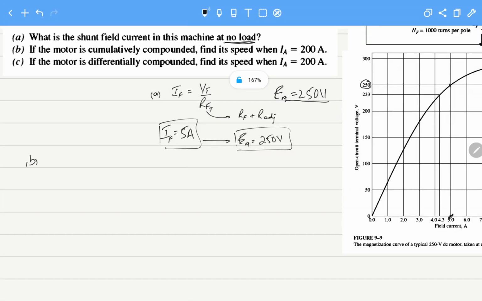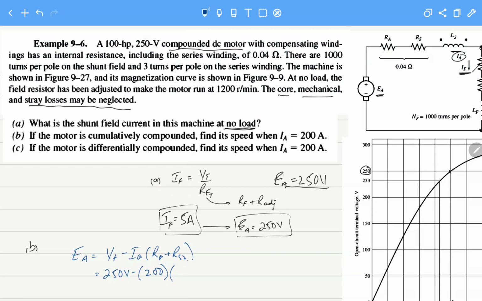Now the second part talks about the motor being cumulatively compounded. Find its speed when Ia is equal to 200 amperes. For a cumulatively compounded motor we have this equation: Ea equals Vt minus Ia times (Ra plus R series). So this will become 250 volts minus 200 amperes times (Ra plus R series). Let's see how much is the value of Ra plus R series, including the series winding.